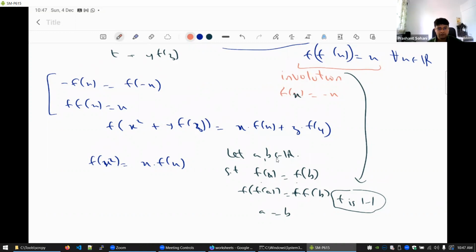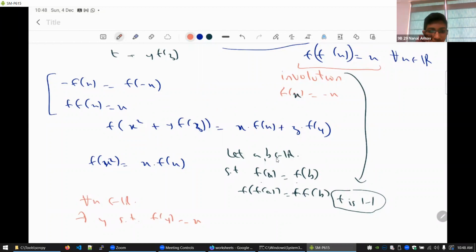Okay, f is 1-1. Can we see whether f can be onto also? So what does onto mean? For every value of x, there has to exist some y such that f of y is equal to x. So does such a y exist for every value of x? Yes, we take y is equal to f of x. Yeah, exactly, right here. So that is what involution gives.